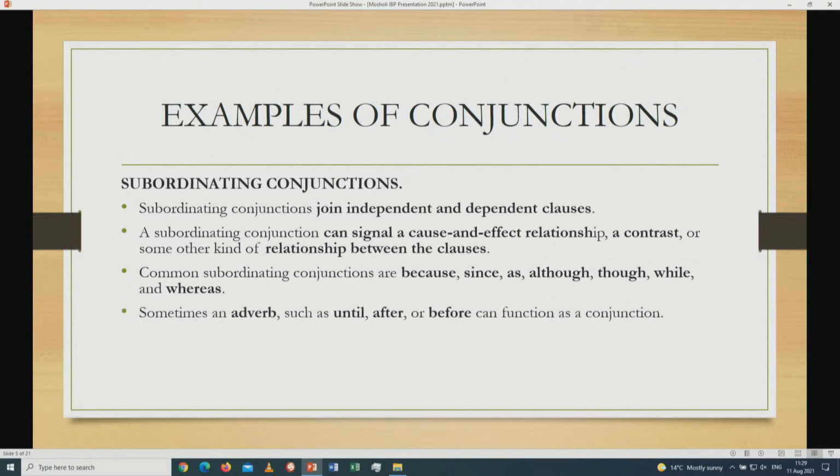Sometimes an adverb, such as until, after, or before, can function as a conjunction. For example, I can stay out until the clock strikes 12.